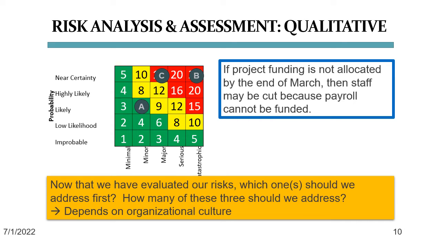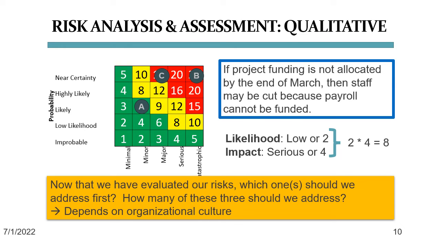Now let's plot our previous risk. We said that the likelihood was low, but that the impact was serious. This means that if low is 2 and serious is 4, our risk value is an 8. We can now plot our project funding risk, let's call it P, on this matrix.